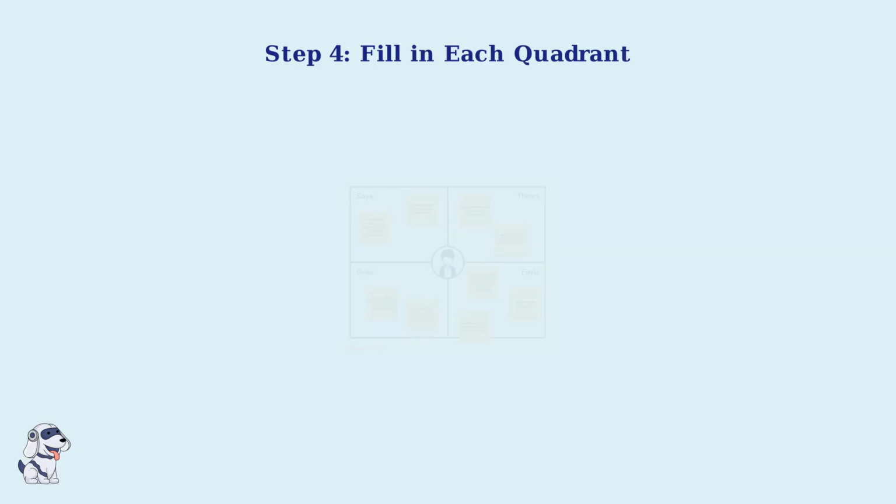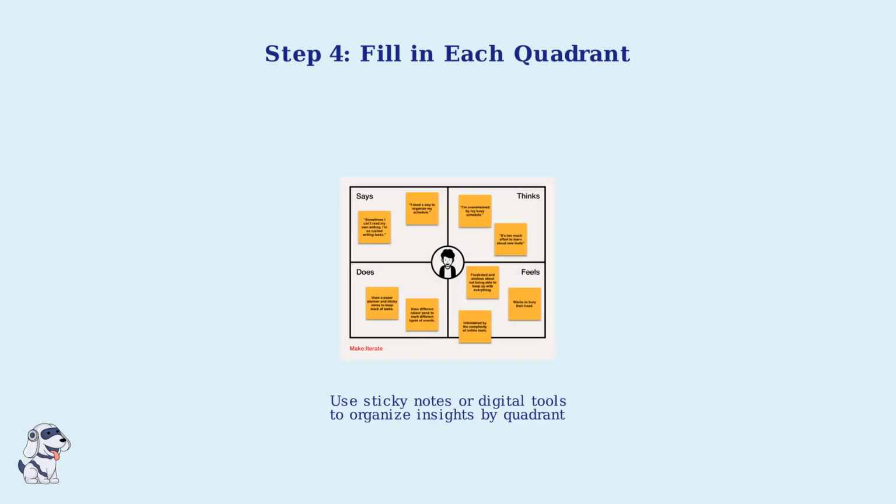Step 4 involves populating each quadrant with your gathered data. Add user quotes to says, internal thoughts to thinks, observed behaviors to does, and emotional responses to feels.